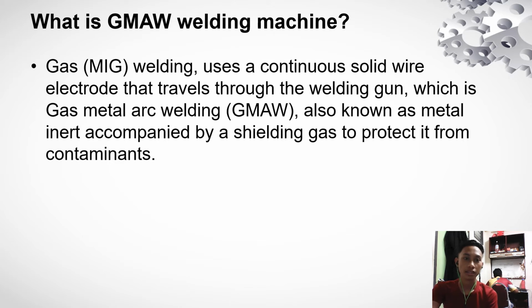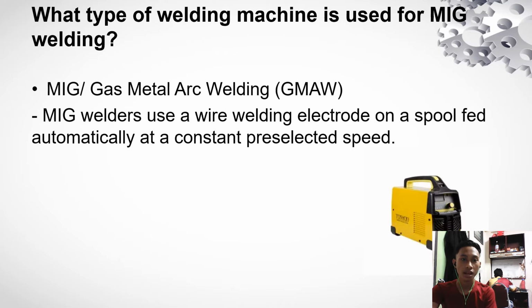Okay, next. What is a GMAW welding machine? Gas metal arc welding, also known as MIG, uses a continuous solid wire electrode that travels through the welding gun, accompanied by shielding gas to protect it from contaminants. What type of welding machine is used for MIG welding? MIG or gas metal arc welding. MIG welders use a wire welding electrode on a spool, fed automatically at a constant pre-selected speed, so we can adjust the power from the machine.